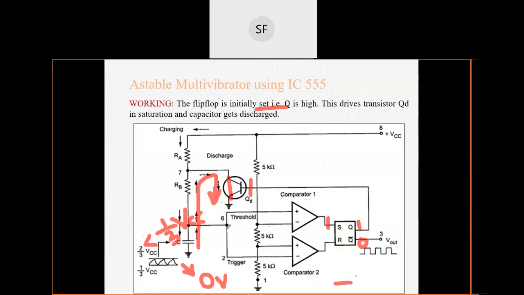Now when this happens, what will happen? This voltage across the capacitor is nothing but the trigger voltage. That means the trigger voltage will be less than 1 by 3 VCC. But we know from the voltage divider already that this point is fixed at 1 by 3 VCC. So the voltage at the non-inverting terminal is 1 by 3 VCC, whereas the voltage at the inverting terminal is now less than 1 by 3 VCC. Since the voltage at the positive terminal is greater than the voltage at the negative terminal, the comparator 2 output will be 1.